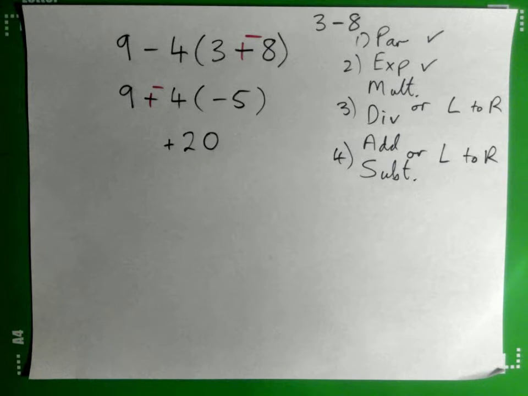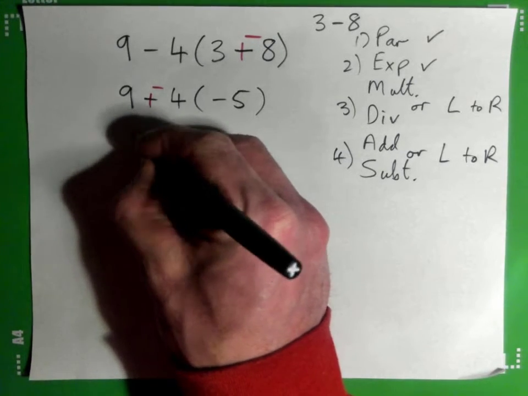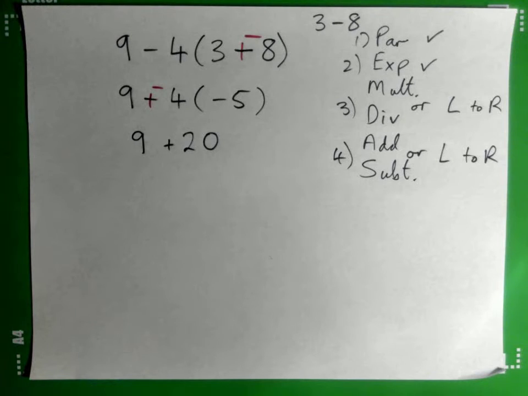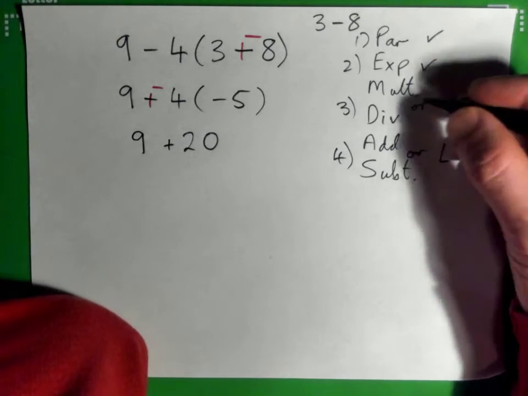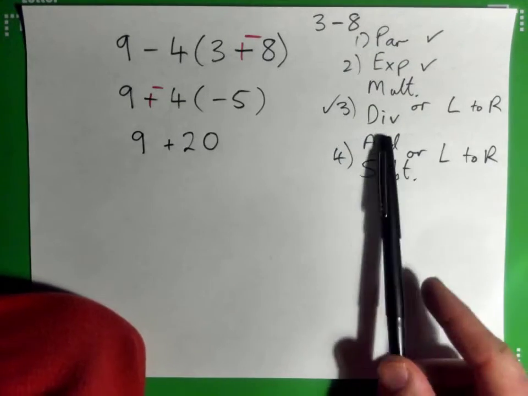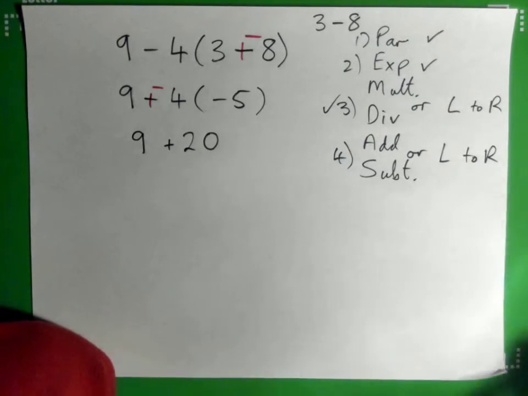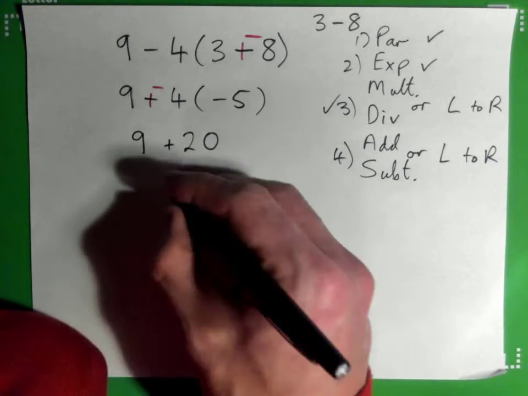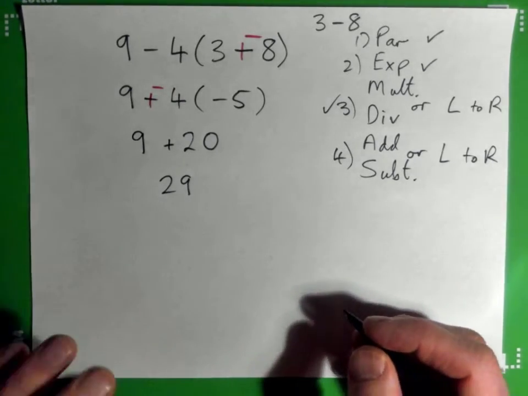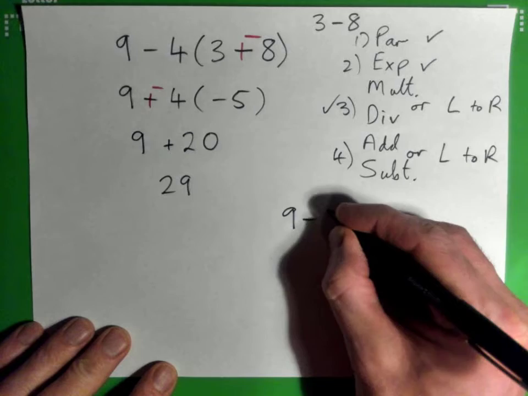And then just write down the 9, right? 9 plus 20. So our multiplication division is done. Now we're adding and subtracting from left to right. 9 plus 20, which is 29. Yeah, 29.